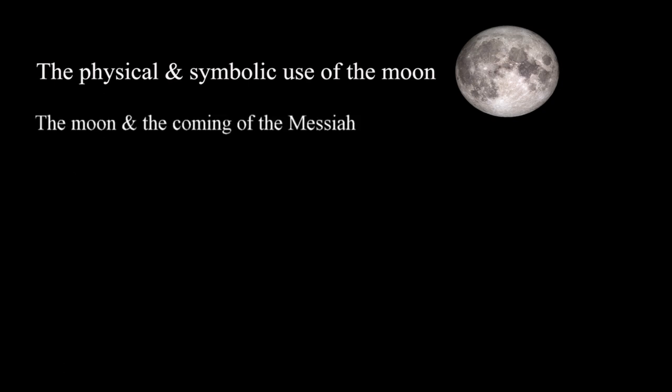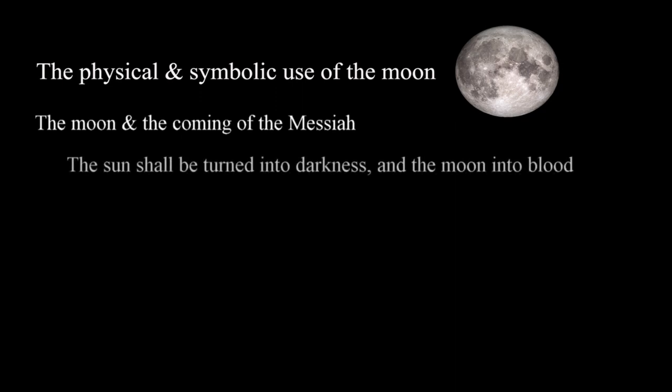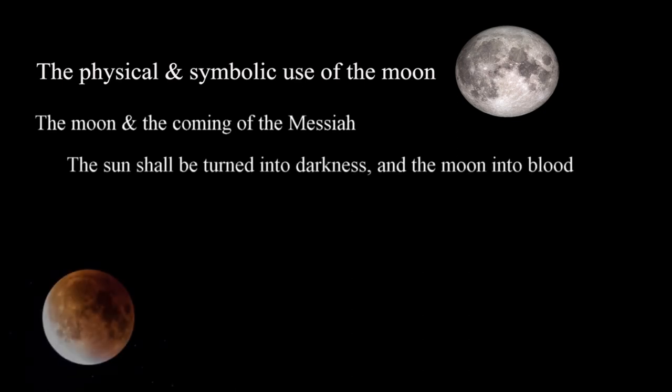The moon also appears in references that predict the coming of the Messiah. One of the most familiar of these appears in the book of Joel. He writes, "The sun shall be turned into darkness, and the moon into blood," in Joel 2:31. This is fulfilled on the day of Pentecost, as Peter preaches the first gospel sermon.